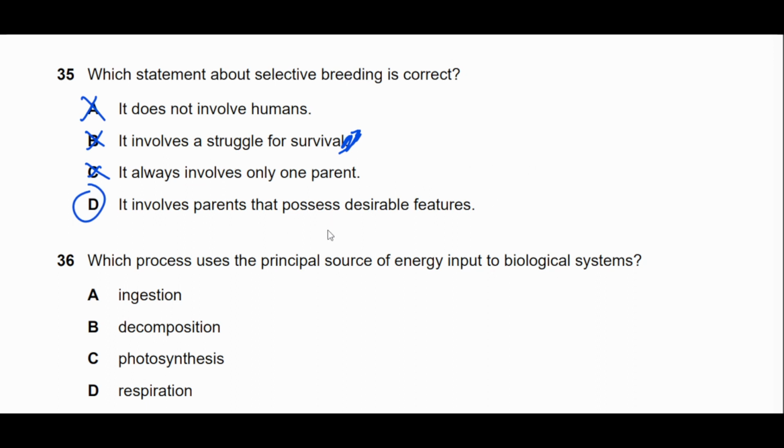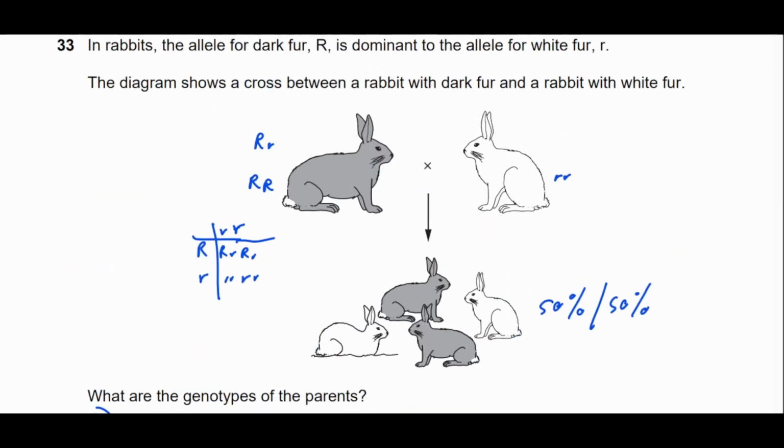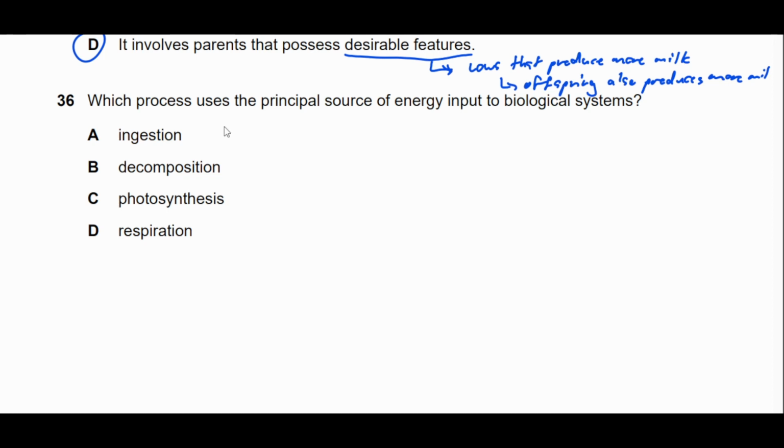Okay. People do selective breeding so that they can enhance the desirable features of the animal so that they can use it for whatever purpose they want to use it for. Right? So for example, cows that produce more milk are bred together so that their offspring will also produce more milk. Oh, sorry about that. Okay.